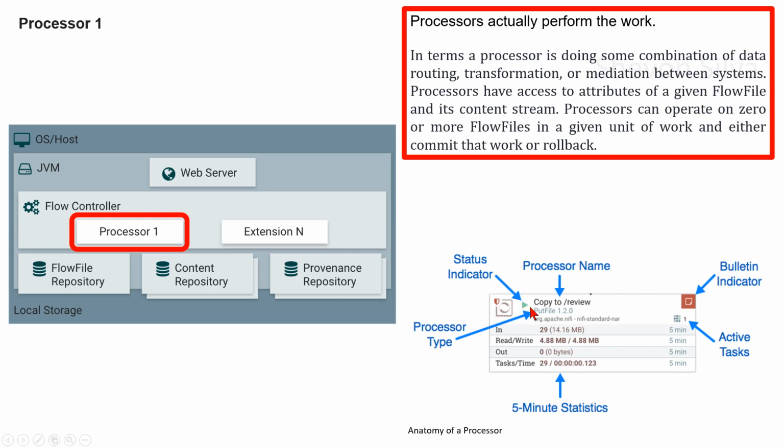Here you can see running status indicator here. Processor name. This is the user defined name of the processor. By default, the name of the processor is the same as the processor type. In this example, the value is copy to /review.